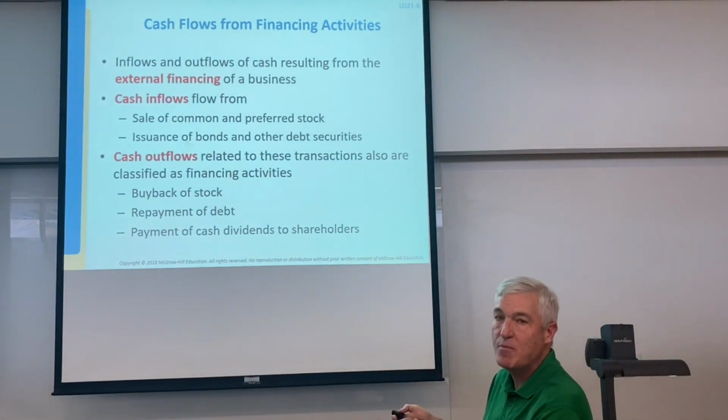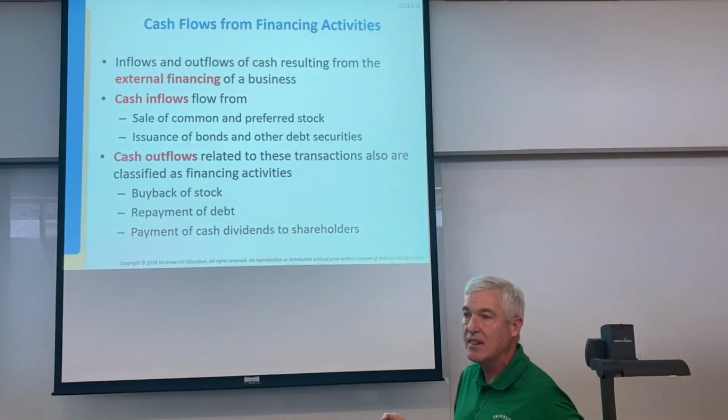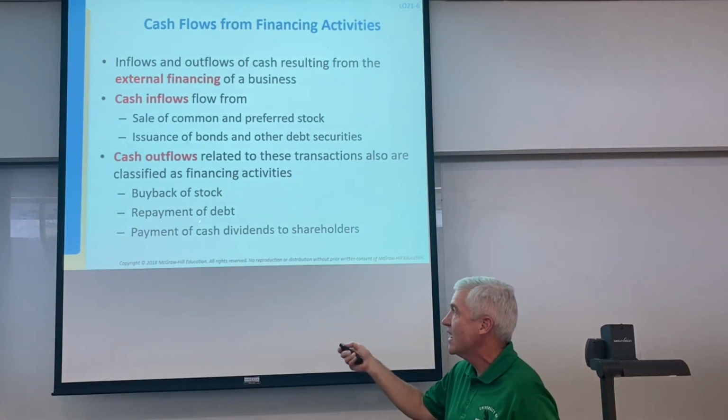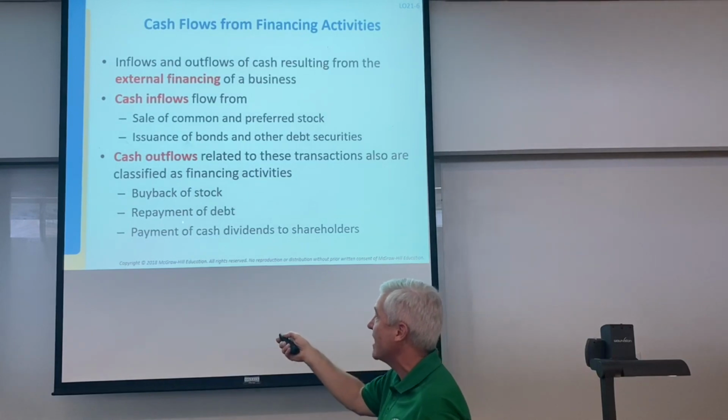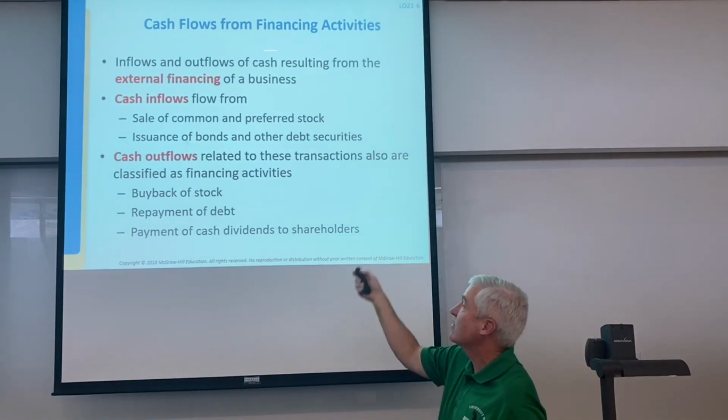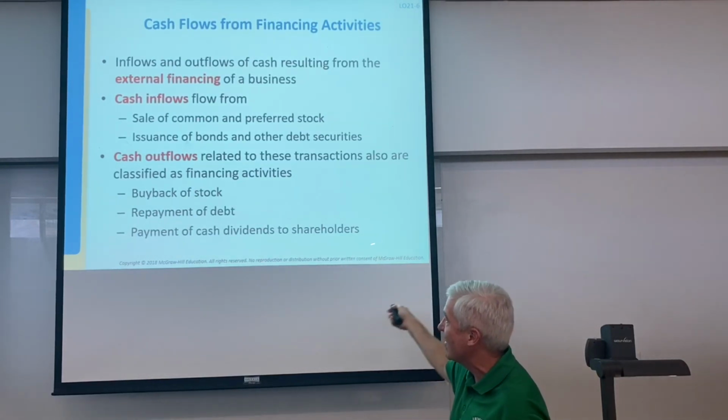Then we can also repay those bonds. So if we get to the end of the term and we pay back that face value, that's a negative outflow of cash. That's going to be on the cash flow from financing. And there you go, my favorite line item.